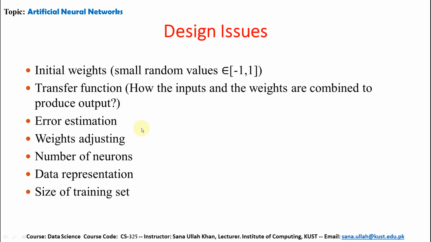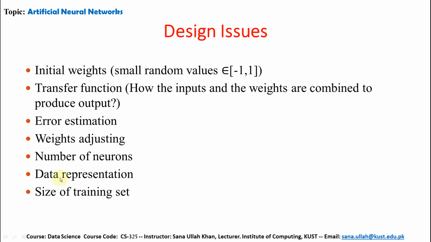So error estimation: how we can find the error, when the actual output differs a lot from the predicted output. If the error is coming, then the main possible solution to remove this error is using a weight adjustment technique. To adjust the weights means to normalize the weights. After that, the actual output and the predicted output will have a minimum difference.